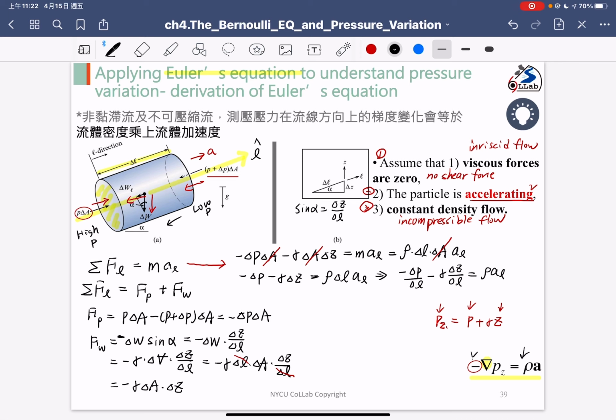But it's still different compared to our final formula, so I pick out the important items. If I assume delta L is quite small, I can change delta L to dL, the differential operator. So the equation can be changed to minus dP dL, minus gamma dZ dL, equal to the density multiplied by A_L.